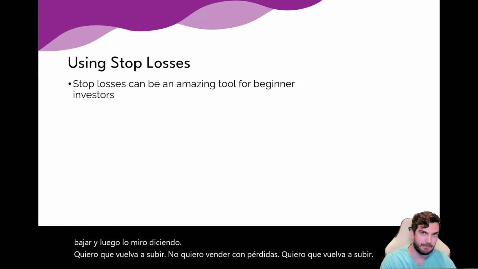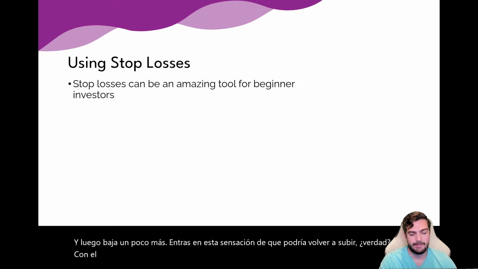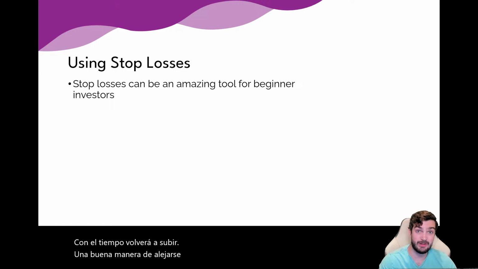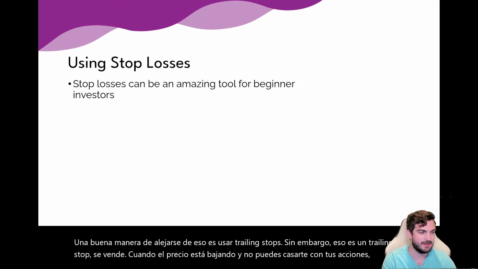And then it goes down a little bit more. And you get into this feeling of, well, it could go back up, right? It'll eventually go back up. A good way to get away from that is to use trailing stops. Set a trailing stop so it sells when the price is going down and you can't marry your stock. You cut your losses at a certain point and you move on.